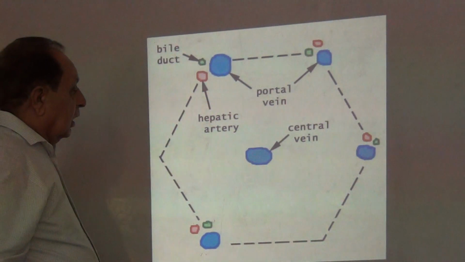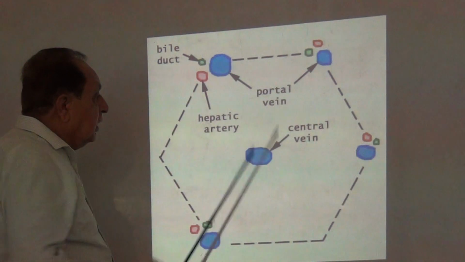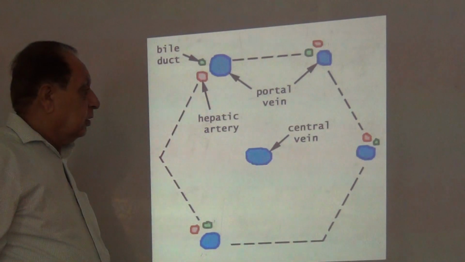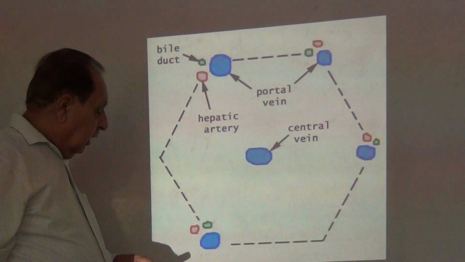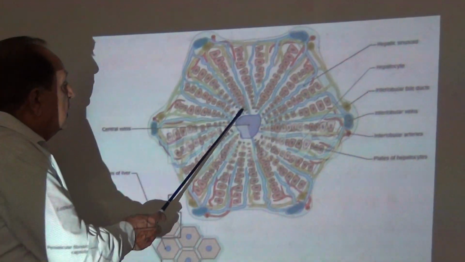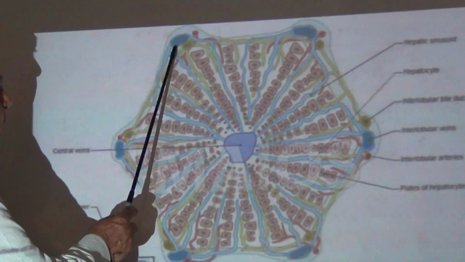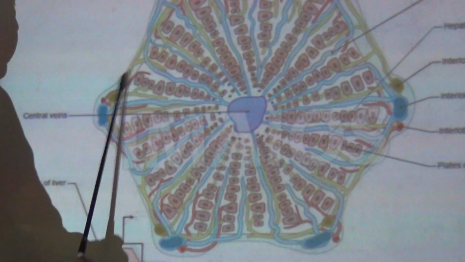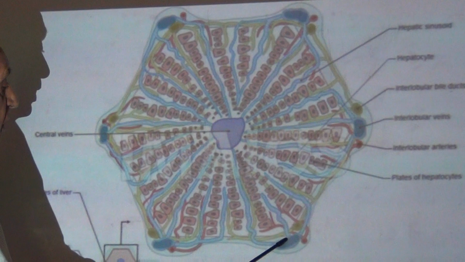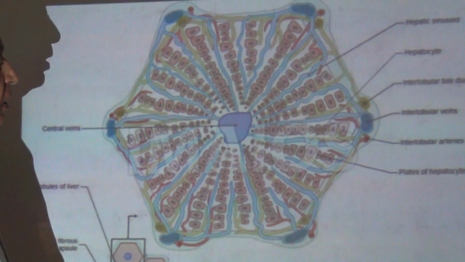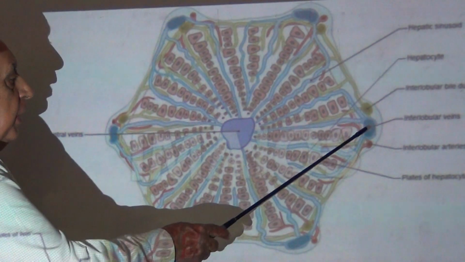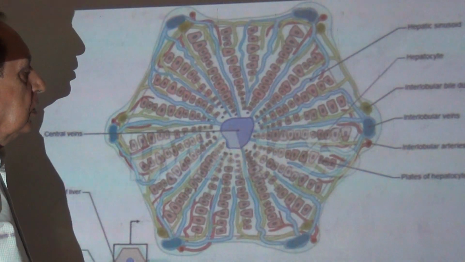Now, the cells of the liver are called the hepatocytes. These are the cells of the liver, hepatocytes. This one is the hepatic lobule, having these corners. At each corner, it has the portal triad. It has the branch of hepatic artery, the portal vein and bile duct.